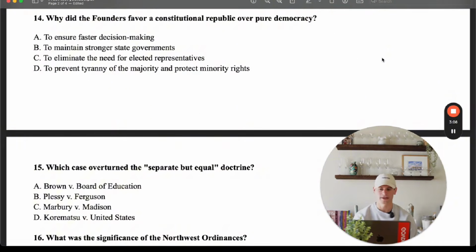14. Why did the Founding Fathers favor a constitutional republic over a pure democracy? A is to ensure faster decision-making, B is to maintain stronger state governments, C is to eliminate the need for elective representatives, and D is to prevent tyranny of the majority and protect minority rights.